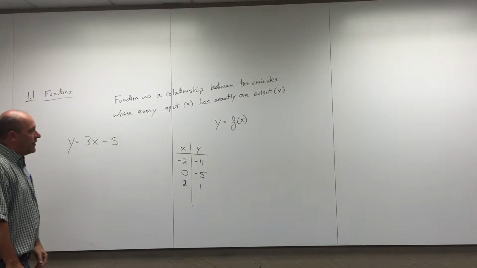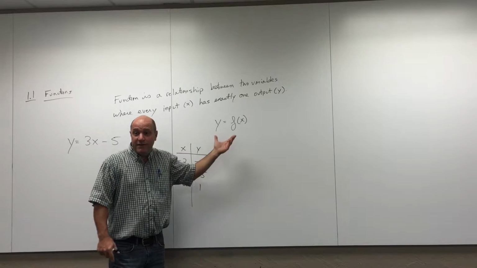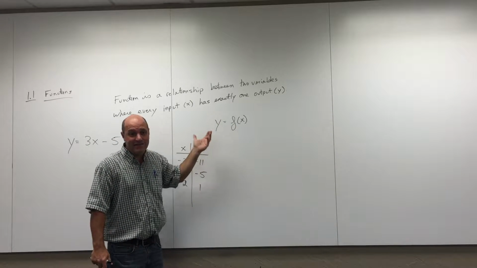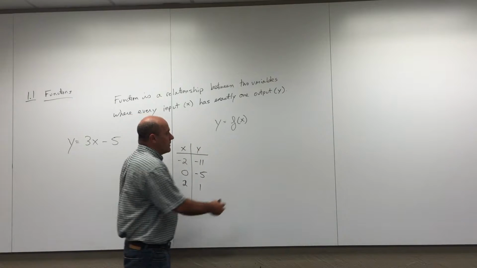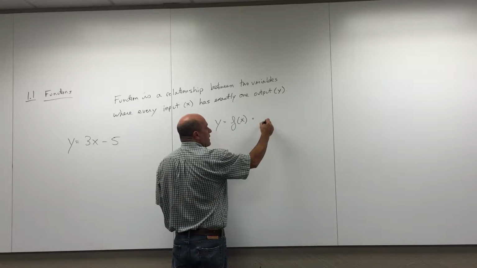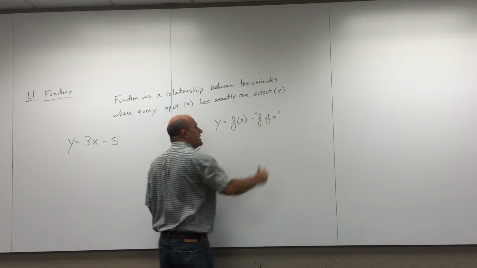So I'll try to explain this to you. The best explanation is what I just said. It's just another name for y. It's just a different way of notating y. You read this as, f of x, is sort of how you read that phrase.